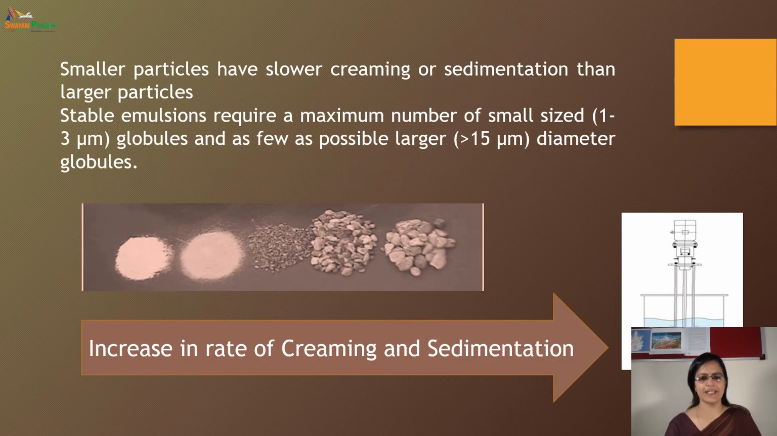So smaller particles have slower creaming and sedimentation as compared to the larger particles. A stable emulsion requires a maximum number of small-sized globules of 1 to 3 micrometers, and as few as possible globules greater than 15 micrometers in diameter.